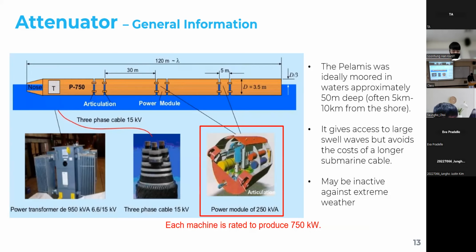So each machine is rated to produce 750 kilowatts. The Pelamis was ideally moored in waters approximately 50 meters deep. It gives access to larger waves, but avoids the cost of the longer submarine cable. It may be inactive against extreme weather.